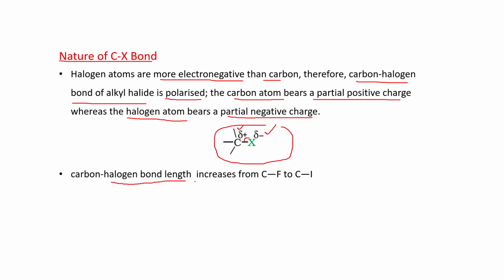Carbon halogen bond length increases from C-F to C-I. Why? Because the size of halogen increases from fluorine to iodine.